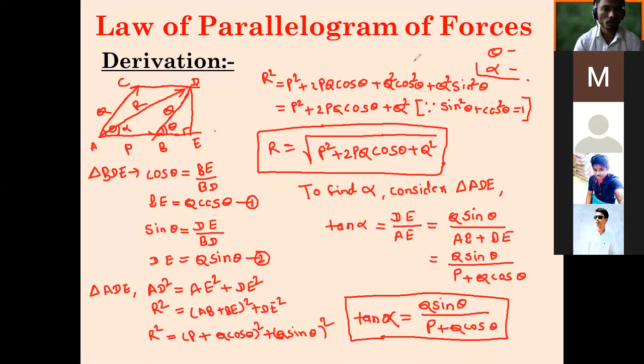So what is necessary to apply the parallelogram law of forces? There should be two forces. This law is applicable to two forces that can be represented by adjacent sides of a parallelogram, and the angle should be given. If you want to find the resultant R, the angle between the two forces should be given. And one most important thing is that the forces should be concurrent and coplanar. If the forces are not concurrent, then we cannot show the two forces by adjacent sides of a parallelogram. This we should also remember.